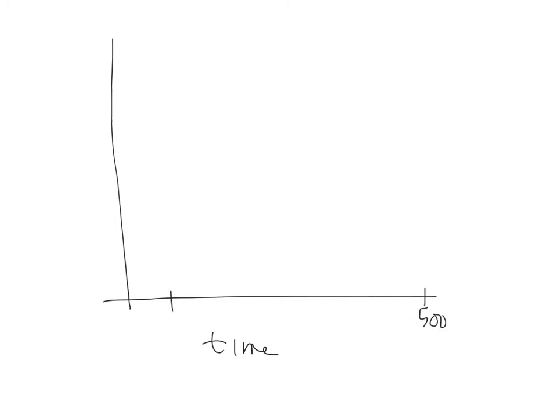I can do the same thing with velocity. I've got time. I need the time units to be the same. So 500, 1, 2, 3, 4. And then our velocities are negative, because remember, that's change in altitude over change in time, and our altitude is actually decreasing. So we're going this way. 1,000, 2,000, 3,000, 4,000, 5,000, 6,000, 7,000.